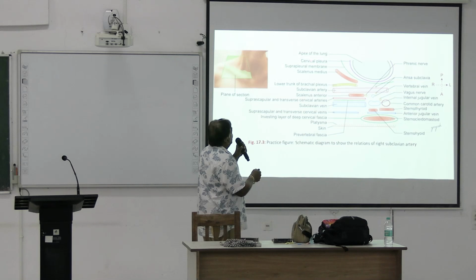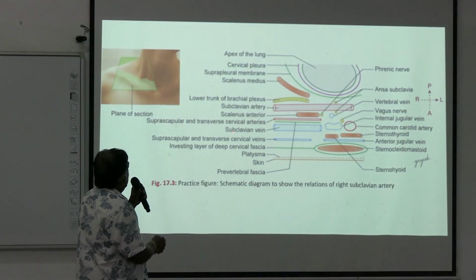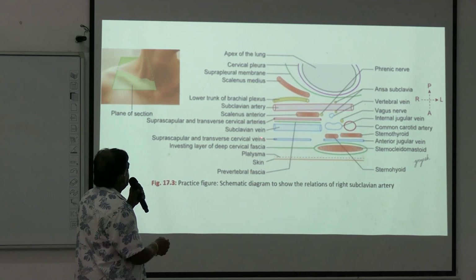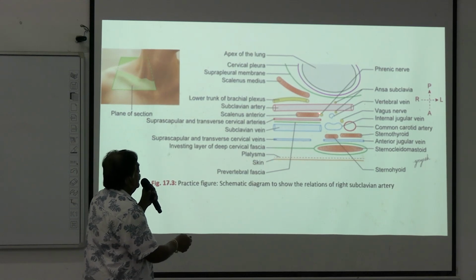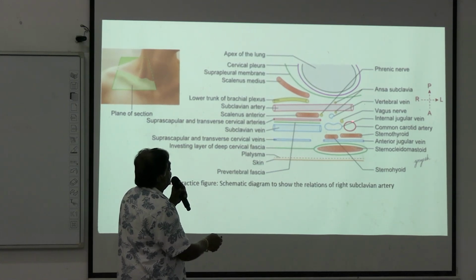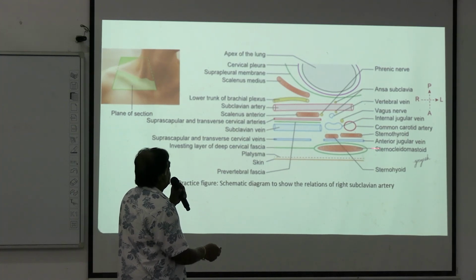See, apex of lung, cervical pleura, suprapleural membrane, scalenus medius, lower trunk of brachial plexus, subclavian artery, scalenus anterior muscle, suprascapular and transverse cervical arteries, and your prevertebral fascia, subclavian vein, suprascapular and transverse cervical vein, investing layer of deep cervical fascia, platysma muscle, skin. Here, phrenic nerve, ansa subclavia, vagus nerve. This is the vertebral vein. This is the internal jugular vein. This is the common carotid artery, sternothyroid muscle, sternohyoid muscle, and the anterior jugular vein, and sternocleidomastoid muscle.